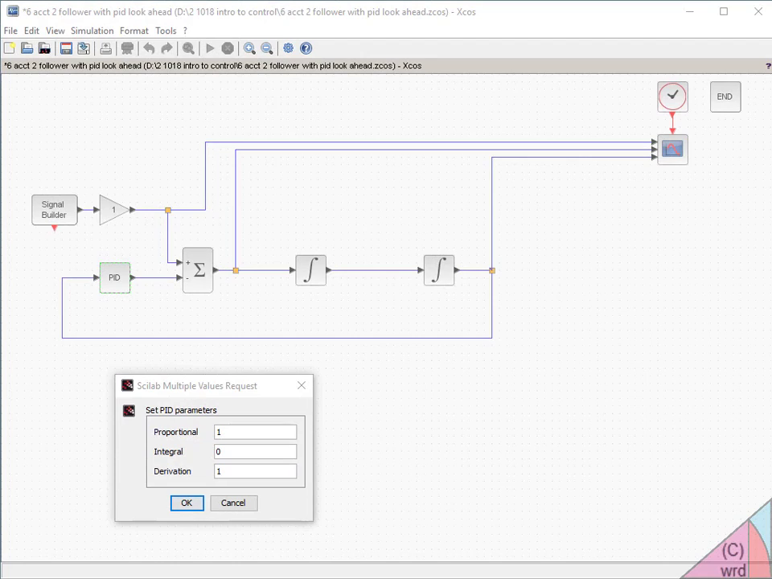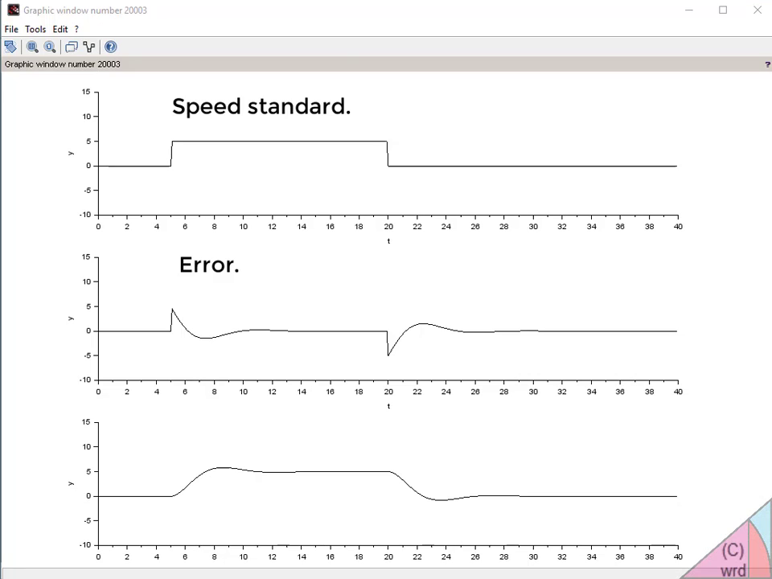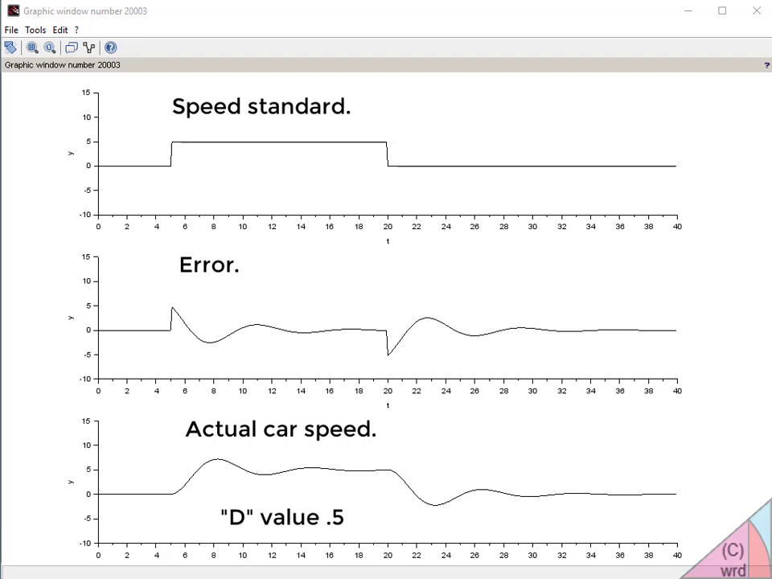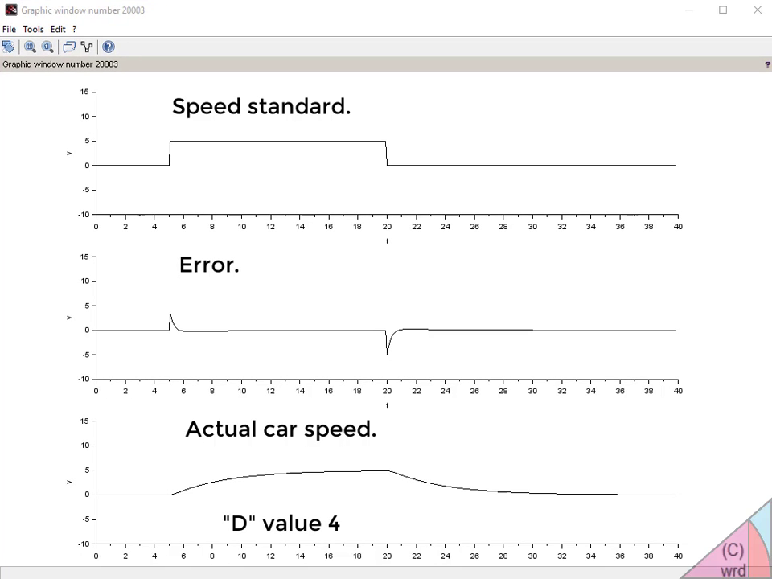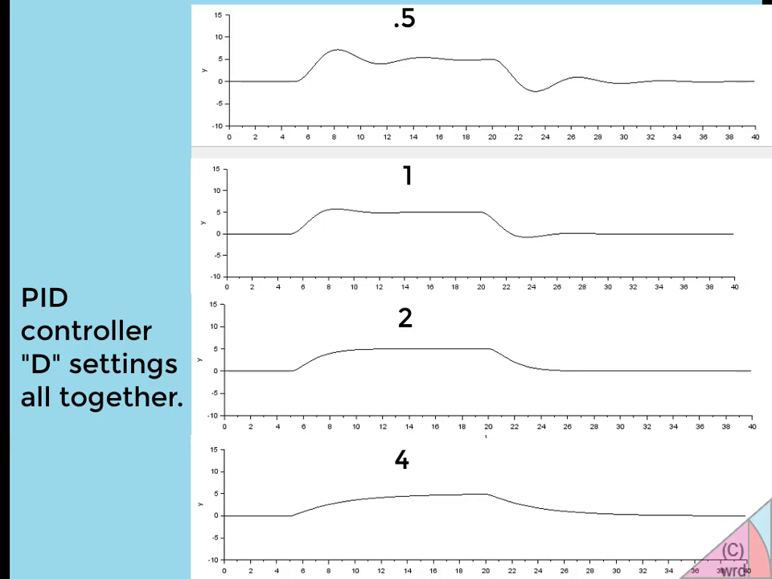We give the PID a proportional setting of 1 and start our tuning with a derivation value of 1. Then we try 0.5. Then 2. And then 4. Now we show them all together. Once again, we have to pick something between craziness and laziness. For a spunky enough response, we may have to accept a bit of overshoot. 1 looks good.